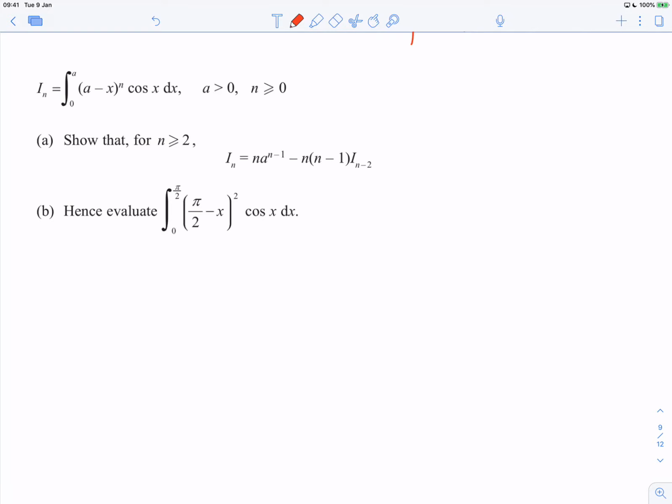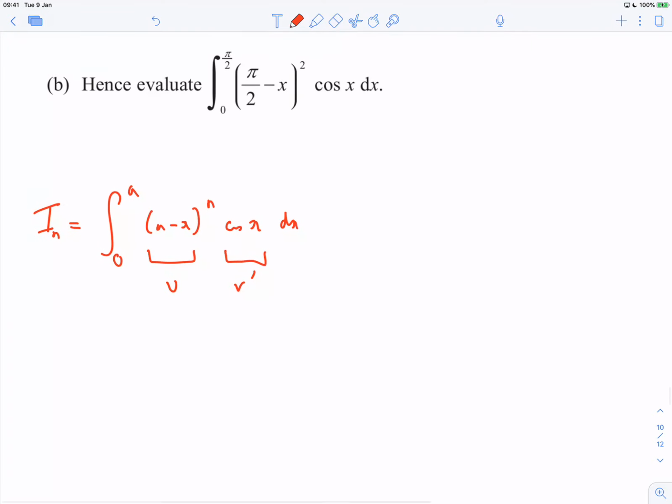Okay, well, how about we just go and do it? So we've got I of n between 0 and a of a minus x to the n cosine of x dx. I'm probably going to let this thing be my v dashed because I can integrate cosine to sine and let this be my u. So if u equals a minus x to the n, then u dashed appears to be minus n lots of a minus x to the n minus 1. If v dashed equals cosine of x, then v is just going to be sine of x.